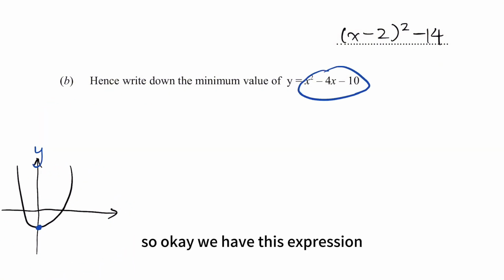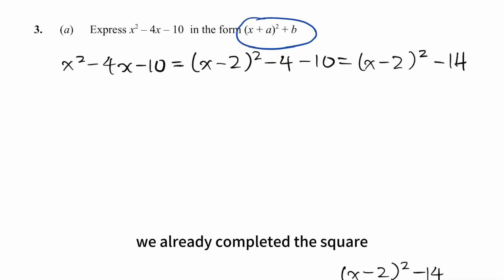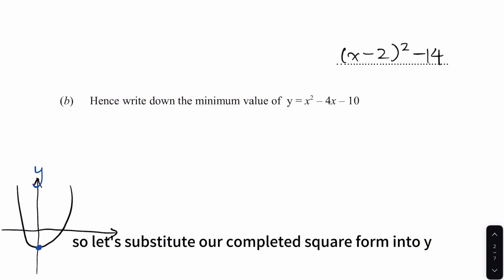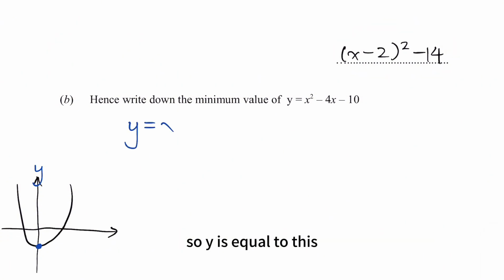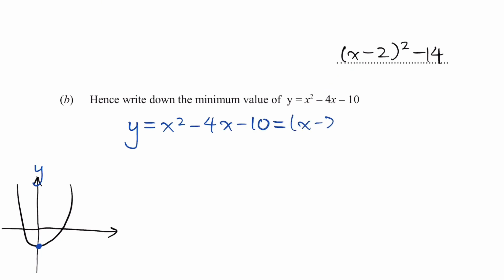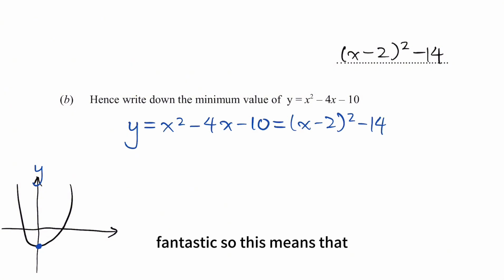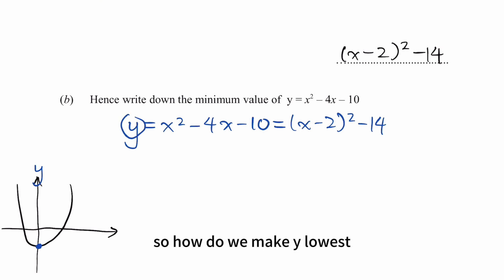Let's put this aside. So, okay, we have this expression. But notice that in the first sub-question, we already completed the square. So let's substitute our completed the square form into y. So y is equal to this, which is equal to this. Fantastic. So this means that our minimum value should be the coordinate that has y as the lowest point. So how do we make y lowest?